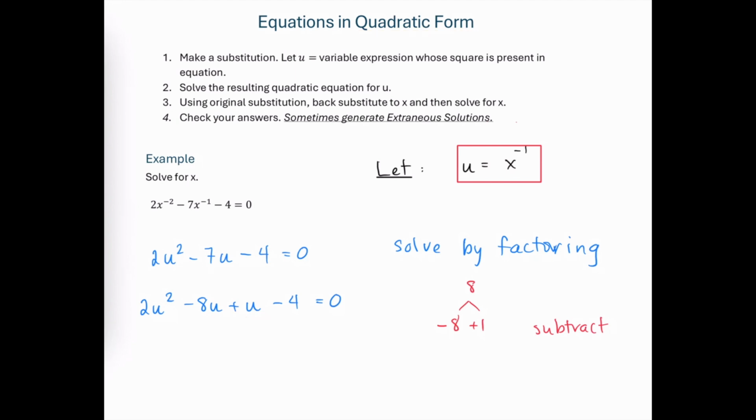From here we use the grouping method. We're going to group the first two terms together and group the second two terms together. The factor that's common to the first two terms is 2u. So we pull that out. When we factor 2u out of this first term, it's essentially the same as dividing it by 2u, and what remains is going to be just 1u. When we factor the 2u out of the second term, again, essentially it's dividing that term by 2u, and what remains is negative 4. And now close the parentheses.